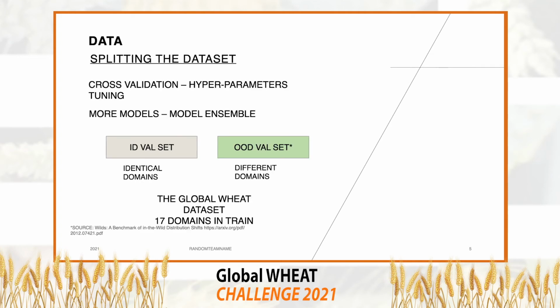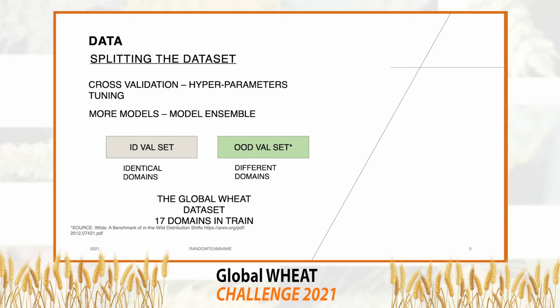Afterwards, we split the training dataset into folds. The good thing about it is, first, cross-validation. We can perform hyperparameter tuning. Secondly, it allows us to train multiple models using the same data, enabling model ensemble. Now, the problem becomes how to divide the dataset into train set and validation set. According to Wild, there are two ways to achieve this, in-domain validation set and out-of-domain validation set.